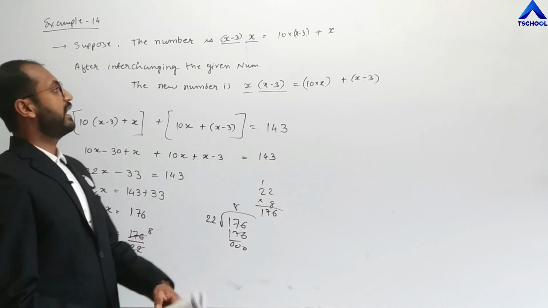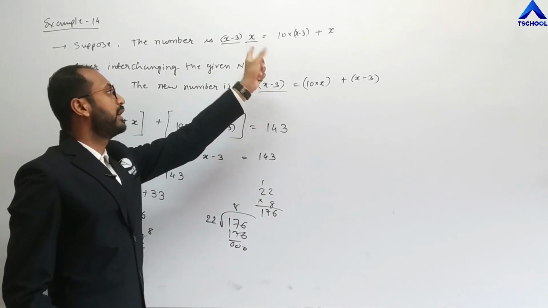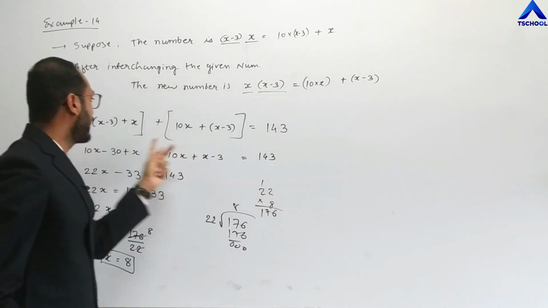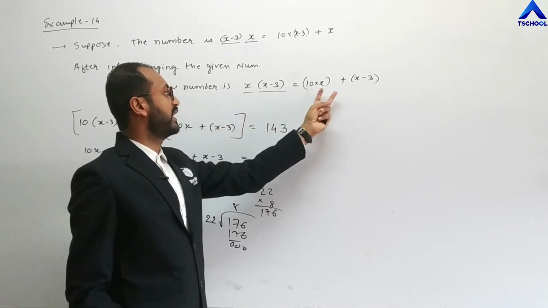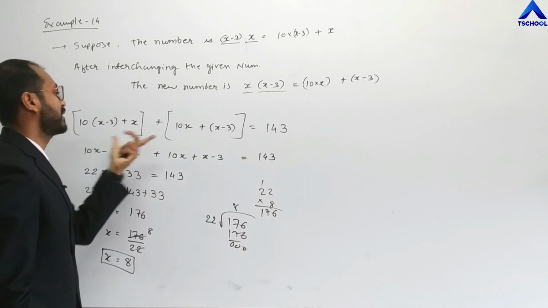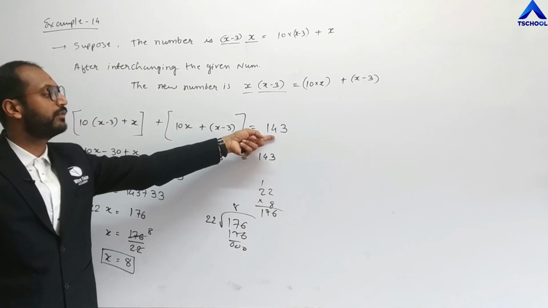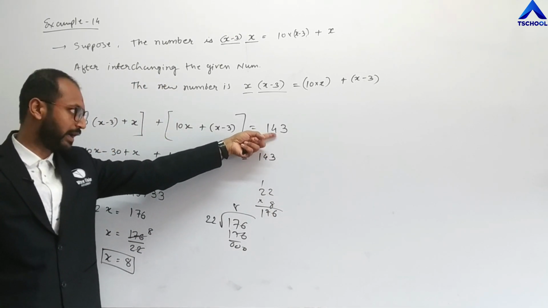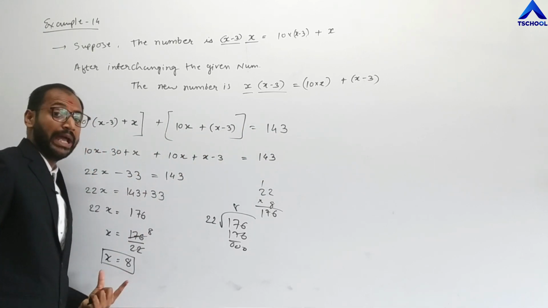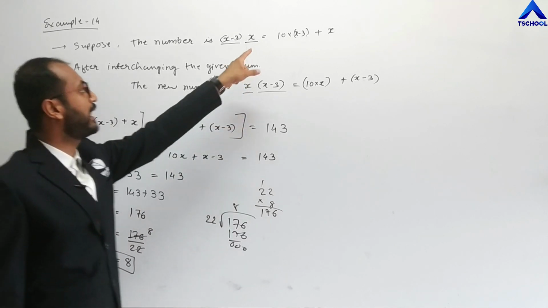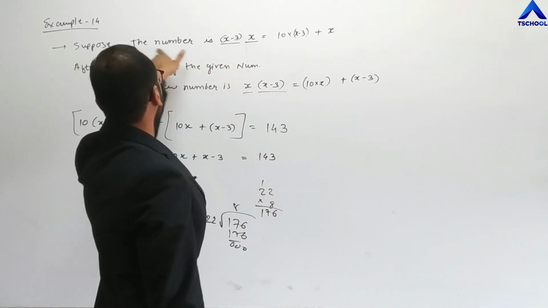So this is the number form. It is the expression form. Now we get, by interchanging these two positions of the number, the new expression. By adding the two expressions, we get an equation because we get a value of this addition. By solving this equation, we get the value of x. By putting this value of x here, we get this number.